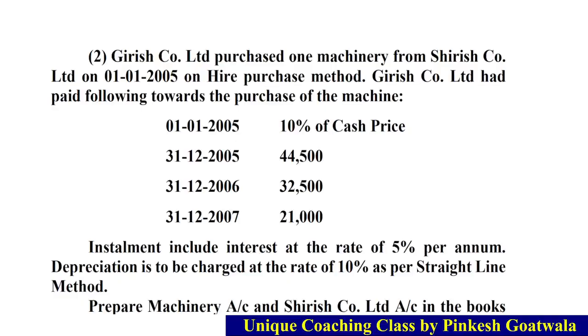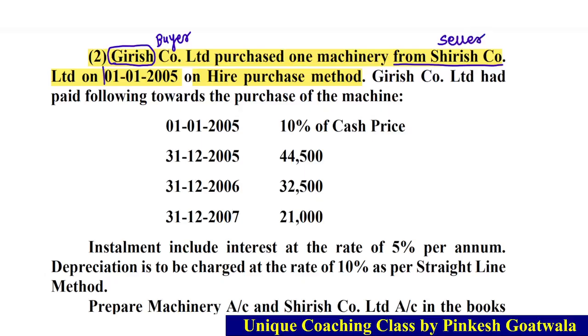Now today we are going to solve the second sum in this chapter. So let's start. Girish Company Limited purchased one machinery from Series Company Limited on 1/1/2005 on hire purchase system. So here Girish purchased machinery from Series Company Limited, right? So here Girish becomes the buyer and Series becomes the seller. Okay, ગિરીશ એ બાયર કહેવાશે, પરચેસ કરે છે ફ્રોમ સિરીઝ, so એ સેલર કહેવાશે.